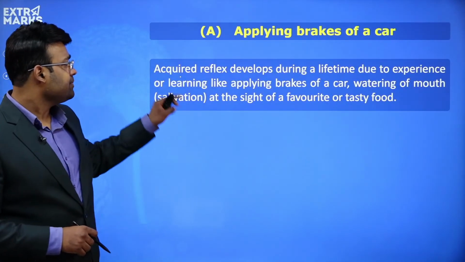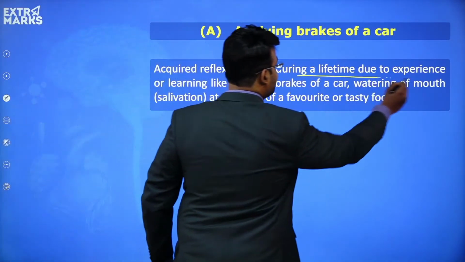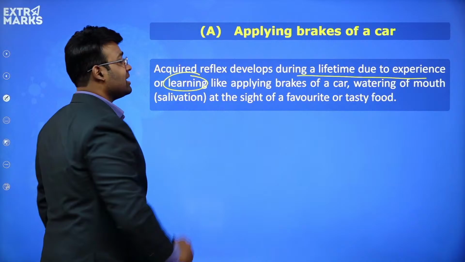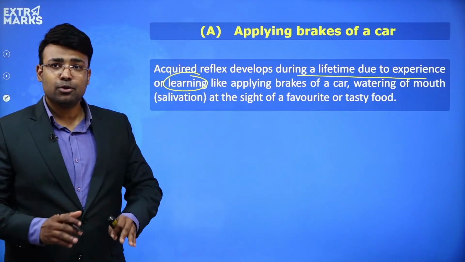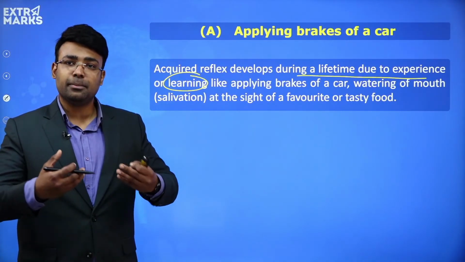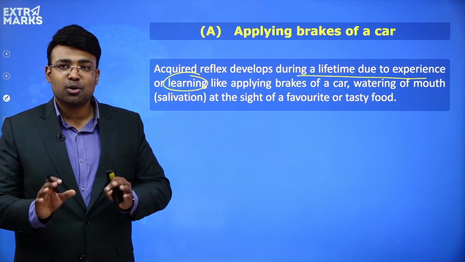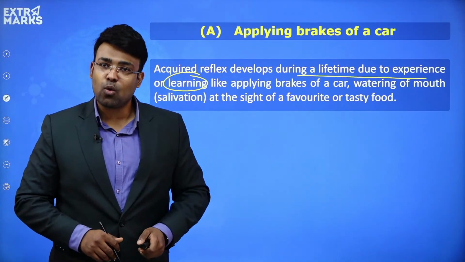So here you can see these acquired reflexes develop during the lifetime due to experience or learning. Like for example, applying the brake of the car. I know the car, I have learnt the car. Then only I know when to apply the brake and when not to. I am not born with it. So because of that, I can say that it's an acquired reflex.